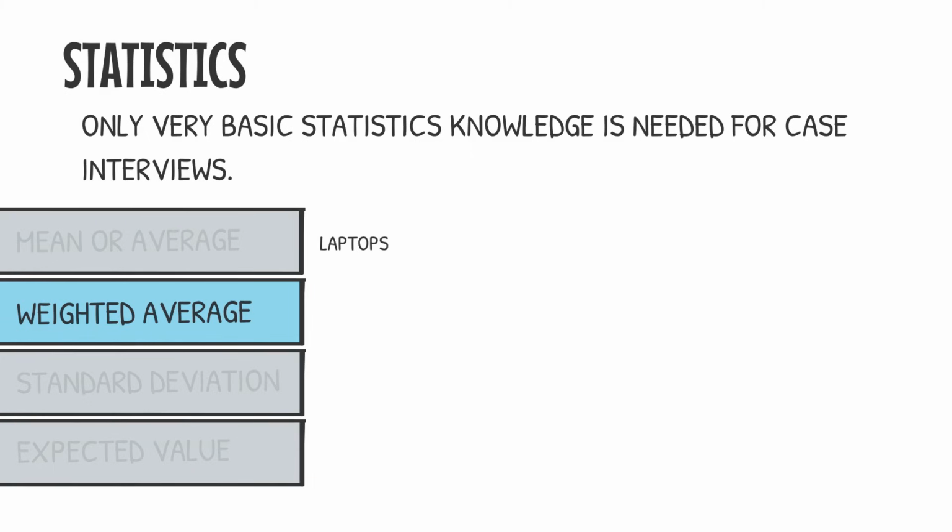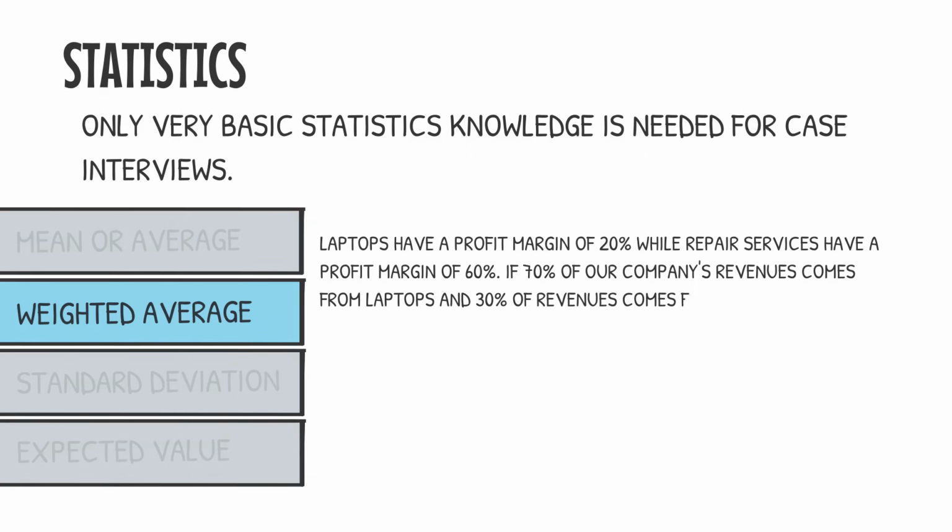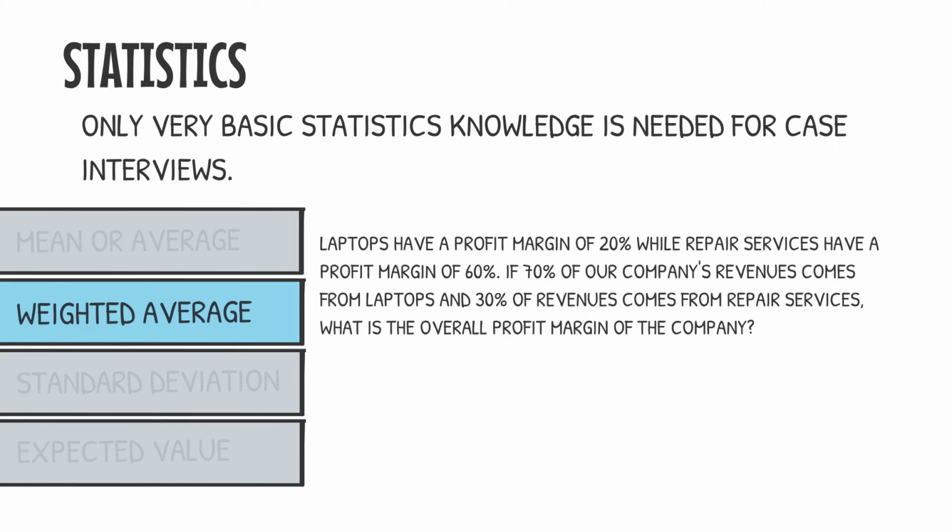Example, laptops have a profit margin of 20%, while repair services have a profit margin of 60%. If 70% of our company's revenues comes from laptops and 30% of revenue comes from repair services, what is the overall profit margin of the company?